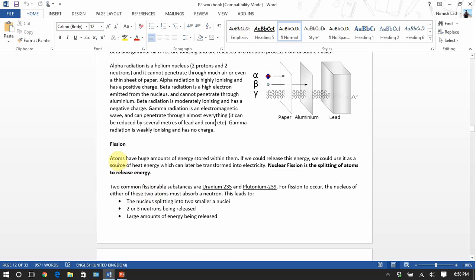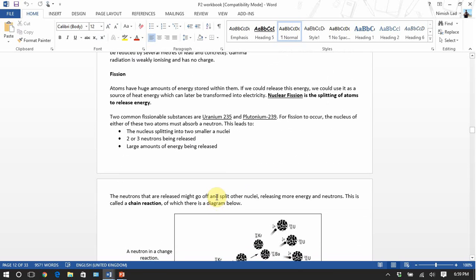So, fission is the process of splitting atoms to release energy. So you're taking larger nuclei and making smaller nuclei and releasing energy from it. Two fissionable fuels are uranium and plutonium. For fission to occur, the nucleus must absorb a neutron. If it absorbs a neutron, the nucleus splits into two nuclei that are smaller. It gives out 2 or 3 more neutrons, and large amounts of energy are released.